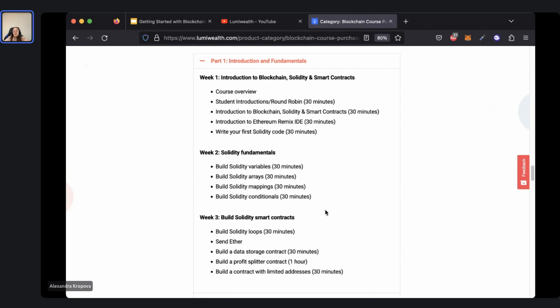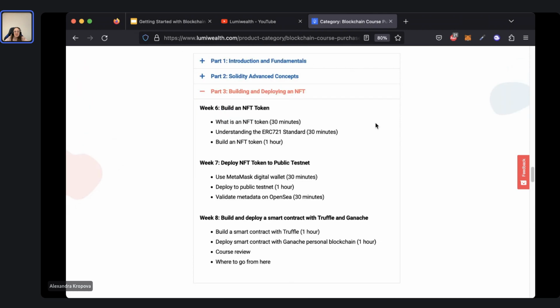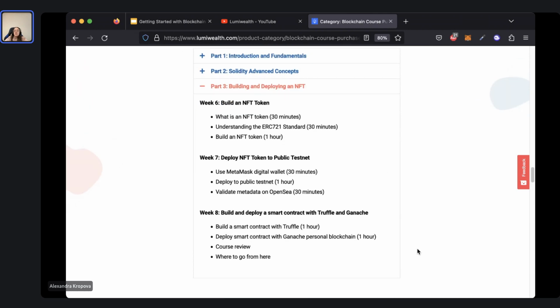If you have some experience, it will help you get your foot in faster. But no experience, then I would say 8 weeks as we designed here. By the end of the 8 weeks, you'll be able to put your code onto the blockchain and understand, of course, other people's code that's already there.